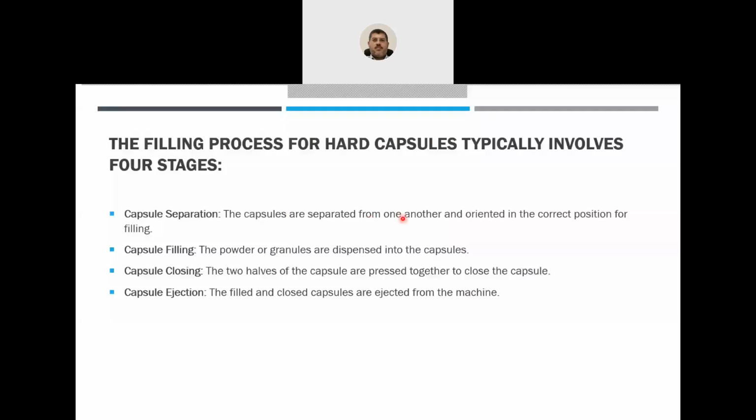There are usually four stages for filling the capsules. Number one is capsule separation, which means that we open the capsules. The capsule has two parts, so they are separated from one another and oriented in the correct position for filling. Then filling of the capsule: the powder or granules are dispensed into the capsules. Then capsule closing: the two halves of the capsule are pressed together to close the capsule. And then capsule ejection: the filled and closed capsules are ejected from the machine.